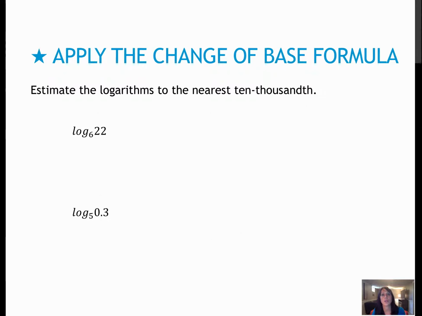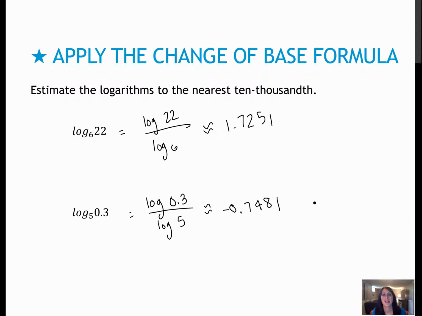Here are 2 for you to try on your own, so try them both using your calculator, then press play to check your work. Again, utilizing my calculator, I found log of 22 divided by the log of 6, and to the nearest 10,000, that would be 1.7251. And for log of 0.3 divided by log of 5, I ended up with negative 0.7481. Make sure that you're rounding correctly on that last value.